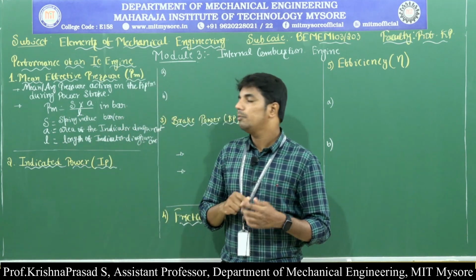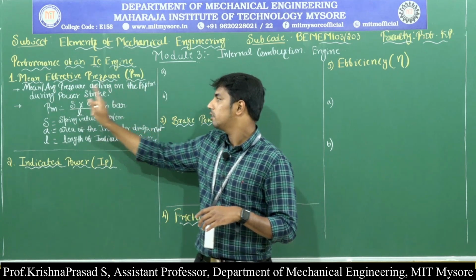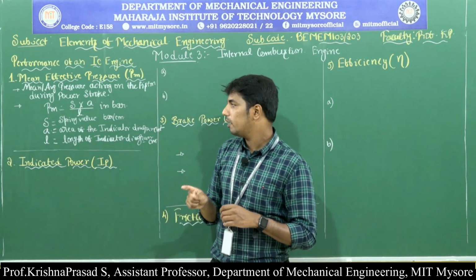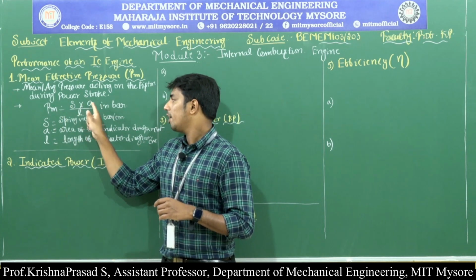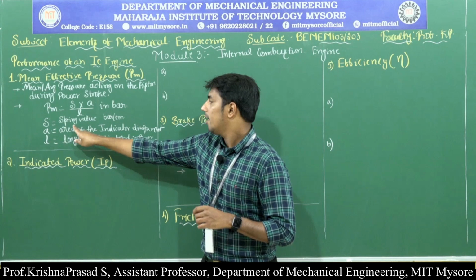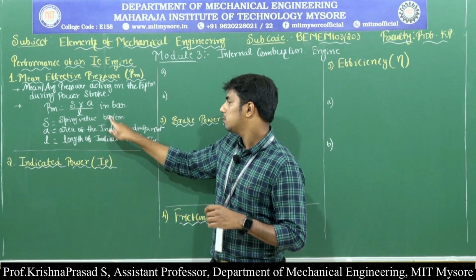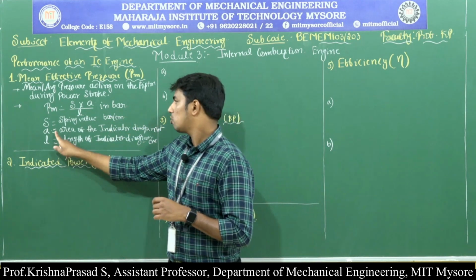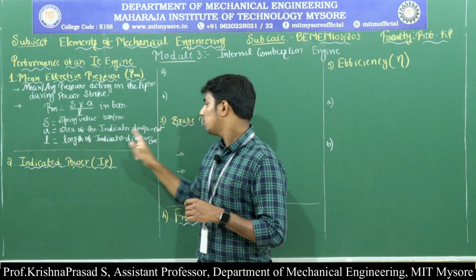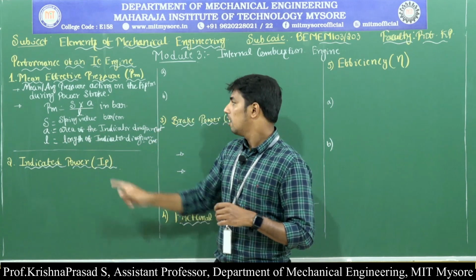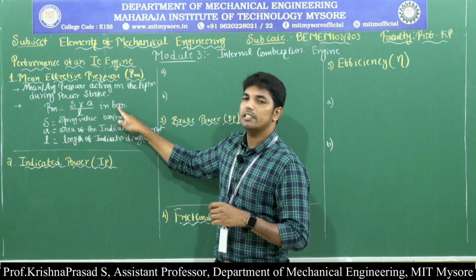I repeat, what is meant by the mean effective pressure? It is the mean or average pressure acting on the piston during the power stroke, and the formula is equal to S into A by L, where S is the spring value of the spring used in the indicator diagram in bar per centimeter, A is the area of the indicator diagram in centimeter square, and L equals the length of the indicator diagram in centimeter. Mean effective pressure is denoted by PM, and the unit is bars.